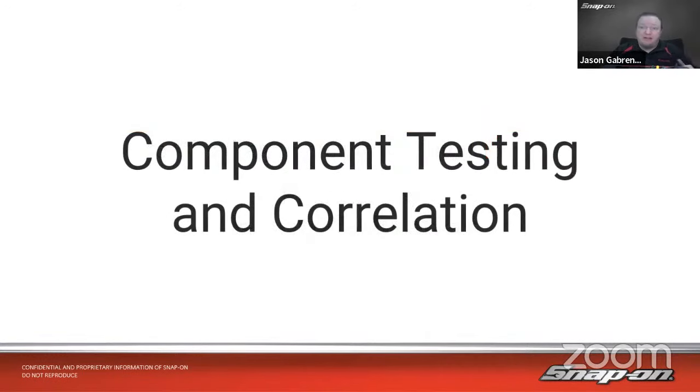Our topic today is component testing and correlation. Now, I know we talked quite a bit about testing individual components. We did a whole series over the summer, but sometimes it's always good to go back to remembering, why do we even do this in the first place? And how can we use a same time base on the scope in order to find correlations between different signals on the same sensor, or maybe different sensors that are related? We'll talk about a couple different ways that we're going to go through that.